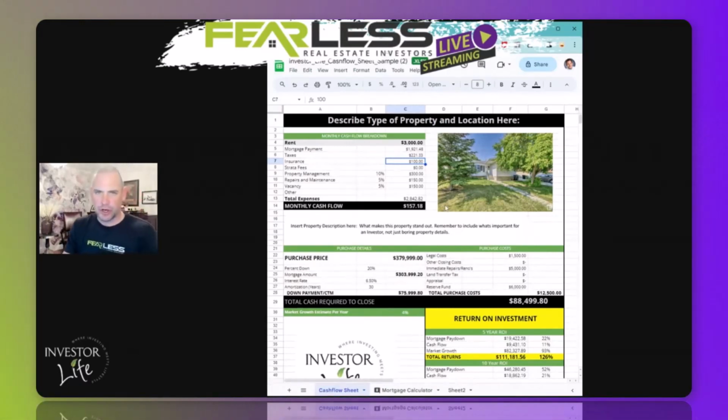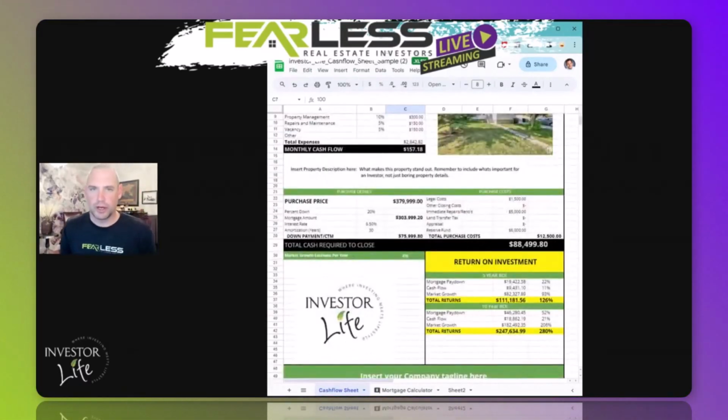Now we have some other costs, and this is important when it comes to analyzing a property. Do you notice here we have purchase costs? So obviously we have legal fees. We might have other closing costs. I'm not sure what that might be. We might have some immediate repairs and renovations. In Alberta, there's no transfer tax.